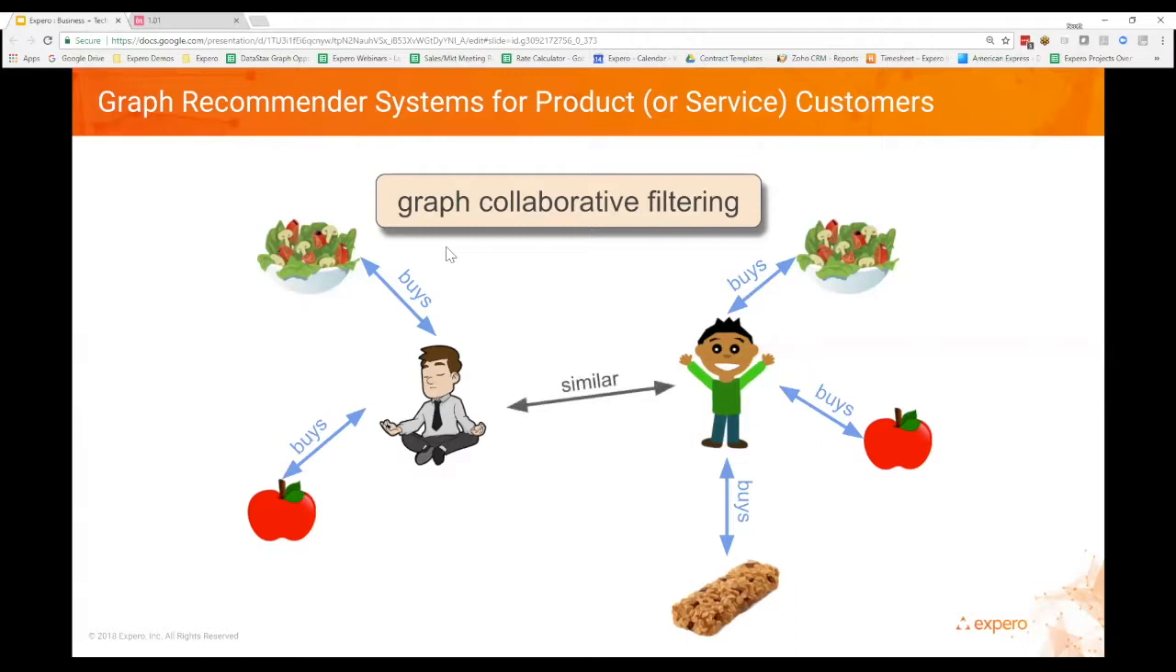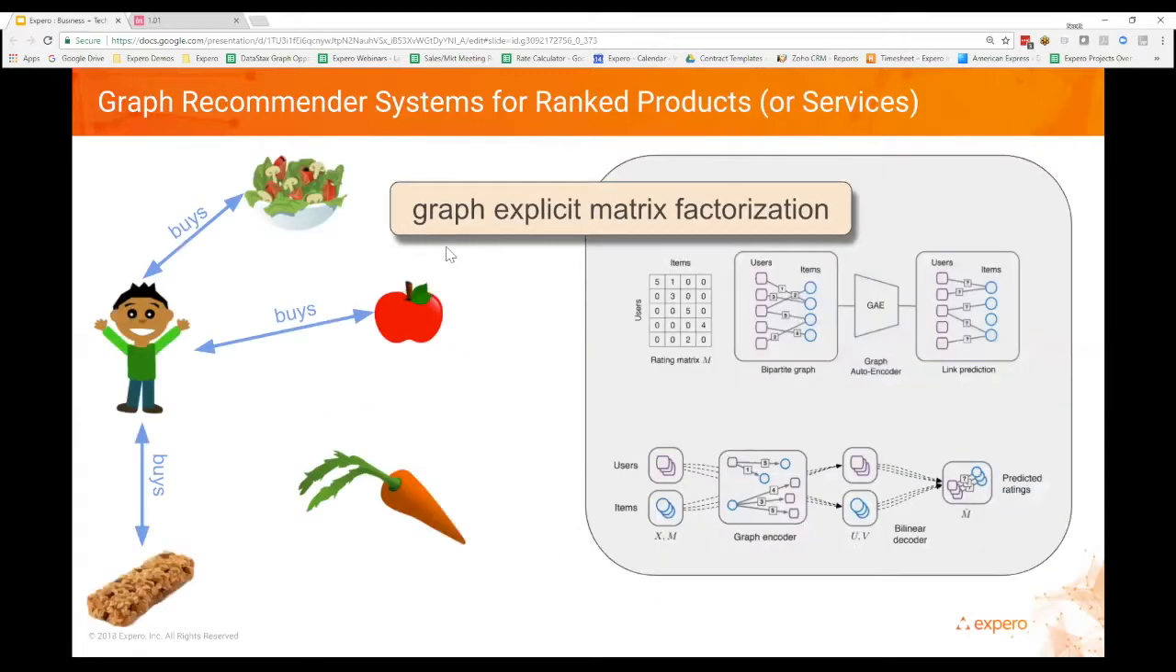So here we see a couple of customers who've purchased similar items. So we build a similar edge between customers. And then this algorithm says, well, customer 2 also bought this item. So perhaps customer 1 would also be interested in that item. So that would be a product recommendation based on graph machine learning.